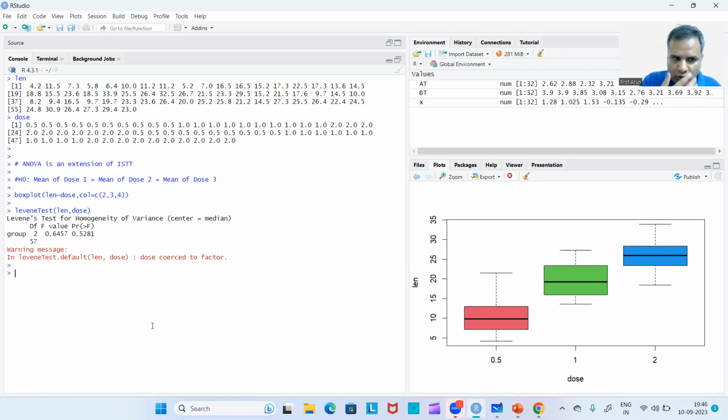So Levene's test is over. Now I'll apply ANOVA.